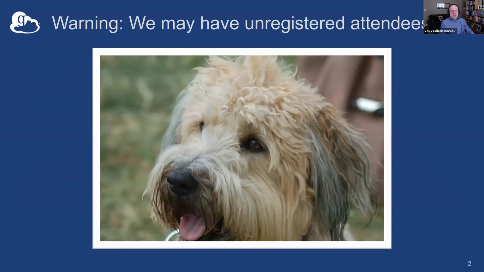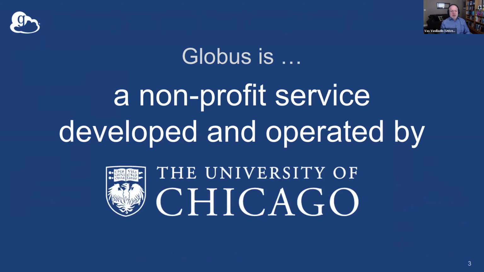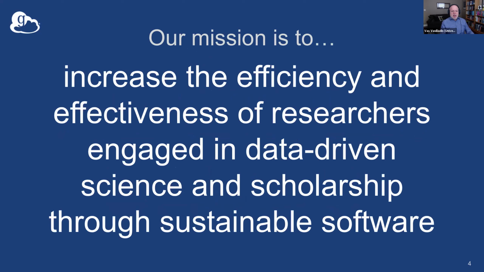I think it's useful, just for those that may not be familiar with what we do at Globus at the University of Chicago, to give you a little bit of background to level set. So Globus is a service at the University of Chicago. We've developed it going back now over 20 years to its early days as a toolkit, but we now run it as a service for the research community. And we're trying to build this to support all kinds of data-driven science, which nowadays is pretty much any type of science, and do so in a sustainable manner.